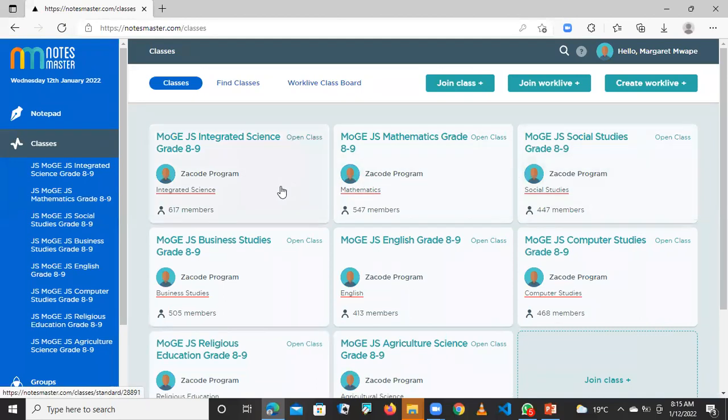Mr. Katete was talking about joining the classes. When you join the classes, you are going to have the classes on your dashboard like this. In our case, we are doing mathematics, but as you saw him do, he told you to choose the subjects. For this morning, we are looking at mathematics, grade 8 and grade 9. I've clicked on this one, which has 547 members so far. Maybe some of you, if you have joined, are among this number. Again, I'm just waiting for it to process.